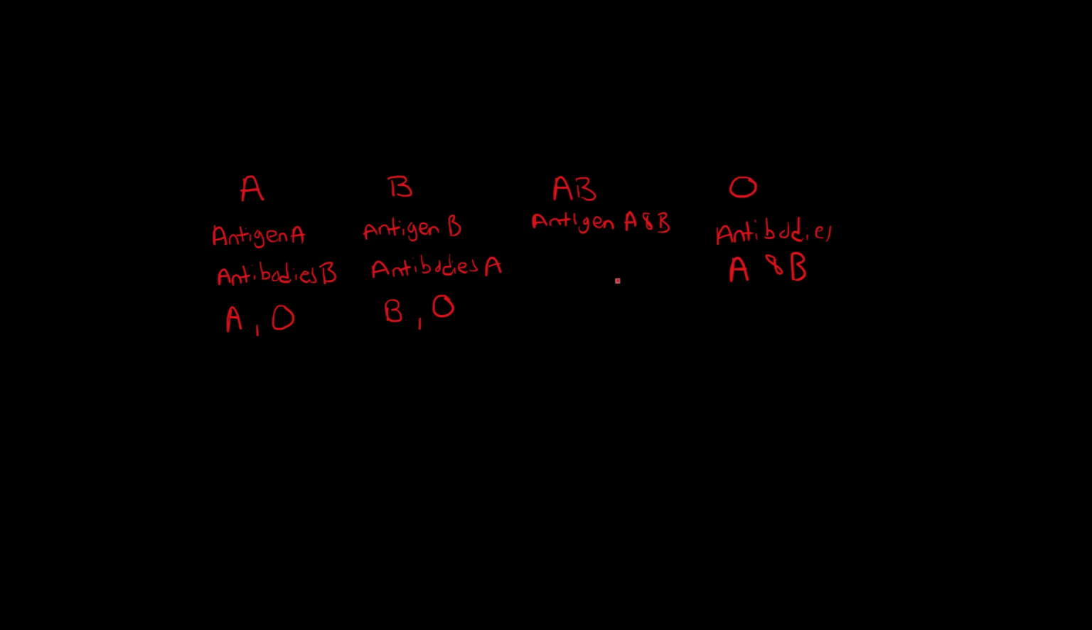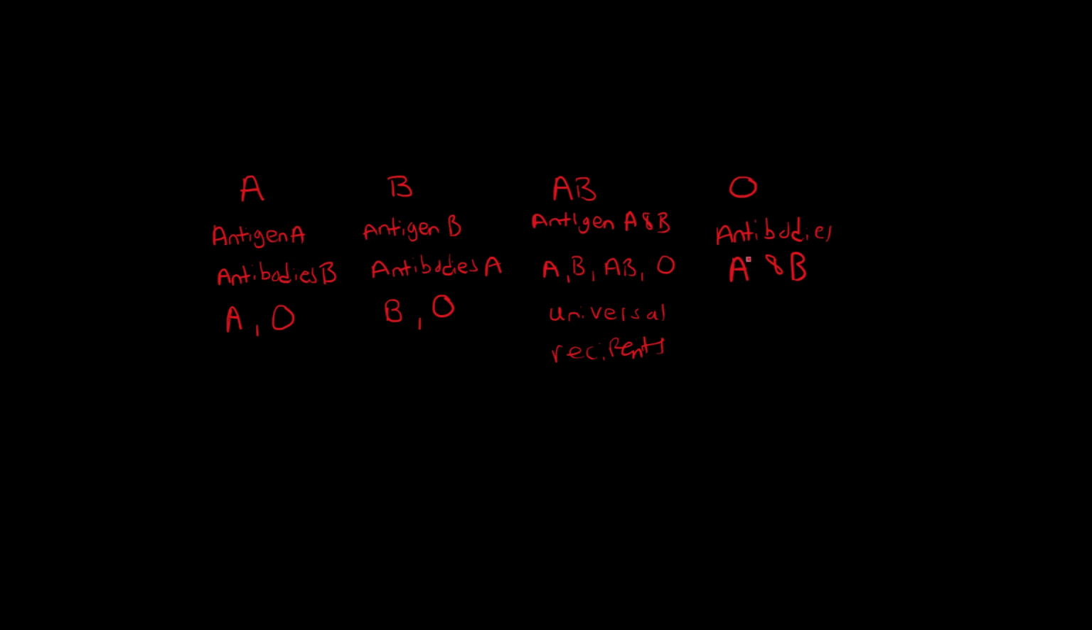Now, what about AB? AB does not have any antibodies. So the fact that AB does not have any antibodies means you can give blood type A, blood type B, blood type AB, and blood type O. This is known as the universal recipient. They can accept everything.